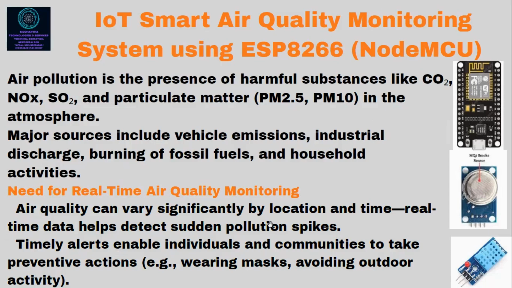So what we really need to do in this project is real-time quality monitoring. That is, when you want to really monitor it live on your mobile phone or your computer. So why is it important? Air quality can vary significantly by location and time. Real-time data helps detect sudden pollution spikes. Timely alerts enable individuals and communities to take preventive action. That's why it is very, very important. Preventive action means wearing masks and avoiding outdoor activity. So these are the things we understand.